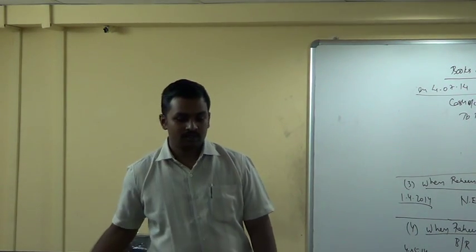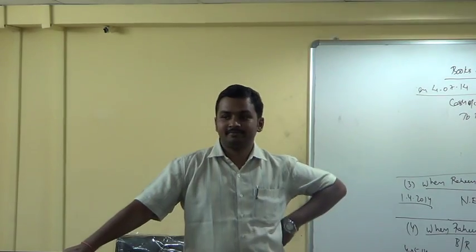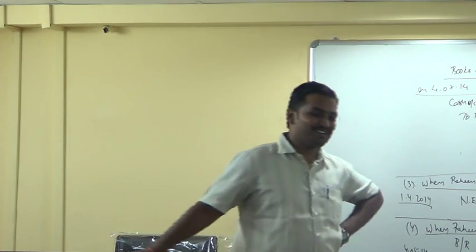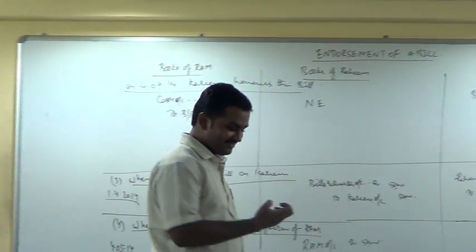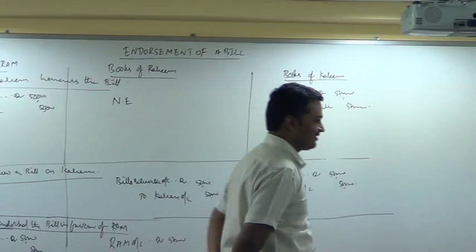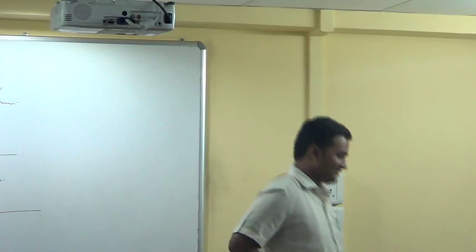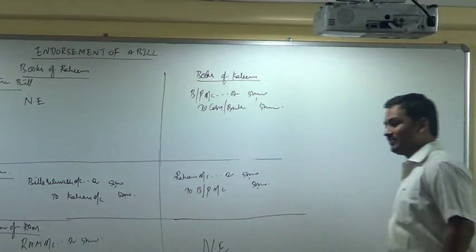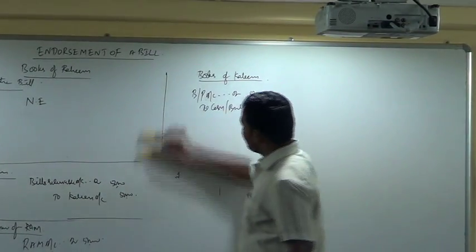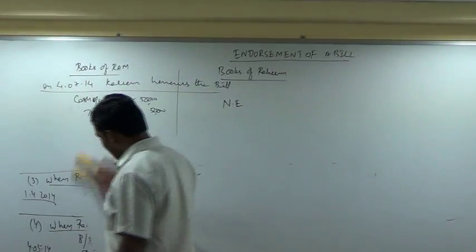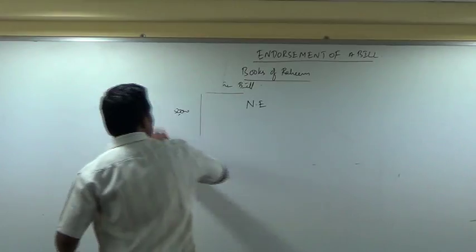Write down. Mr. Sudama sold goods on credit to Mr. Krishna, 1st April 2014.